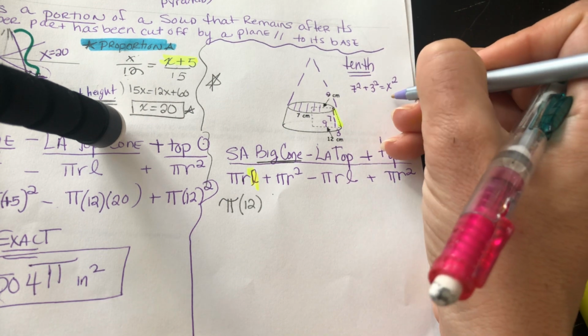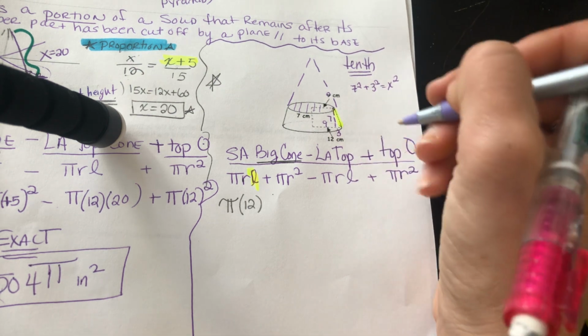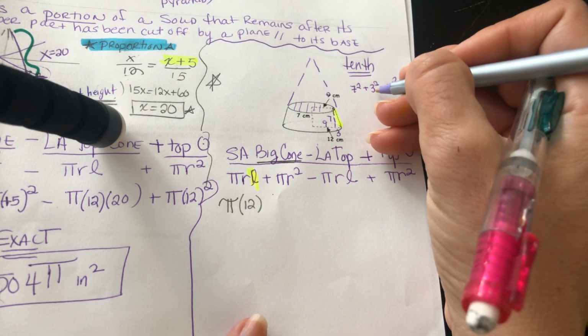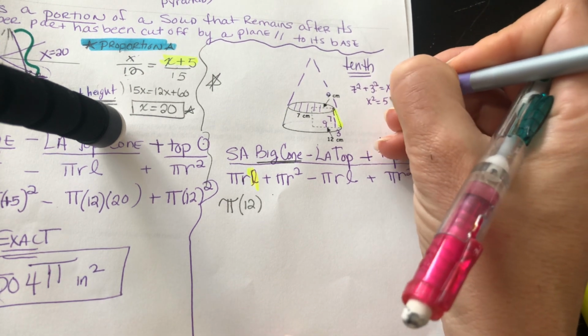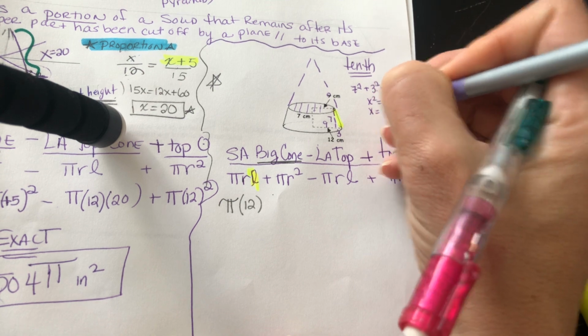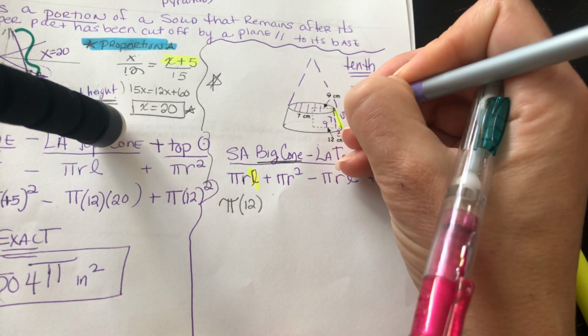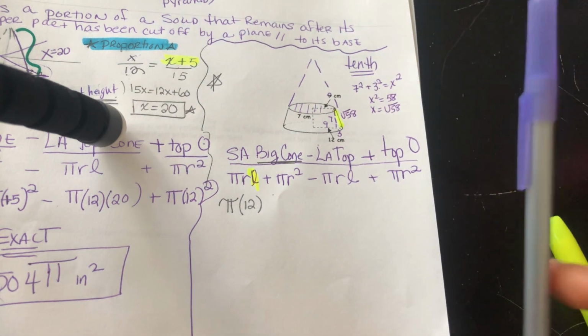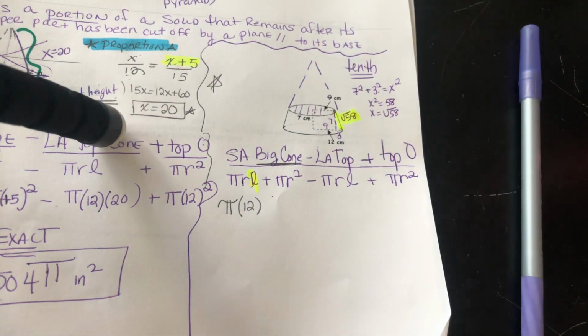7 squared is... sorry, wow, that was bad. 7 squared is 49 plus 9. X squared equals 58. So x equals the square root of 58. I know it's a little bit harder. Leave it alone. Don't round because then you're rounding too soon. So that found you that.